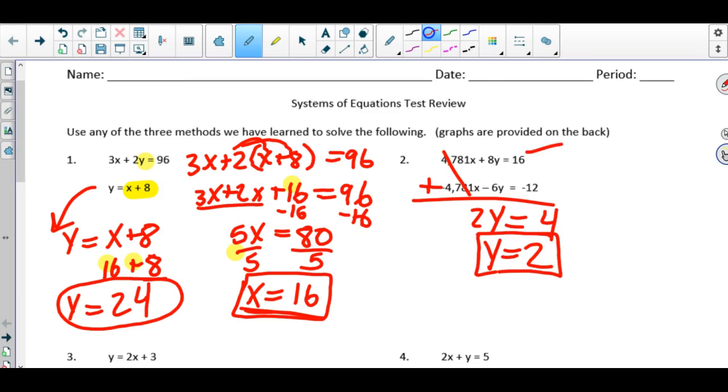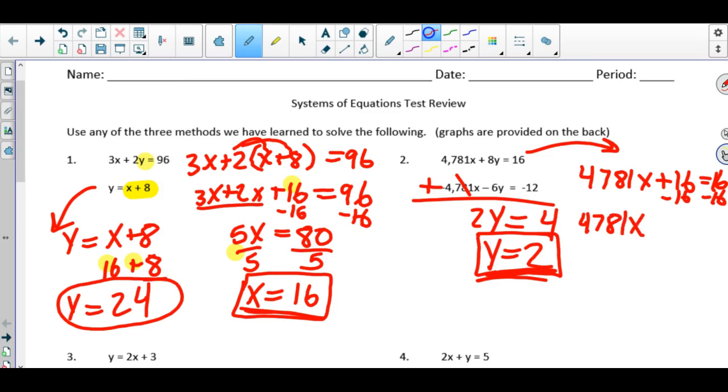Take whichever one of these equations looks the prettiest. I'm going to say the first one, 4,781x plus, here we have 8y, but y is 2. So 8y is 16, equals 16. To solve for x, you minus 16 from both sides. 4,781 times x equals 0. The only thing x could be is 0. So look at that big ugly equation worked out to be nice and neat. You got 0, 2.